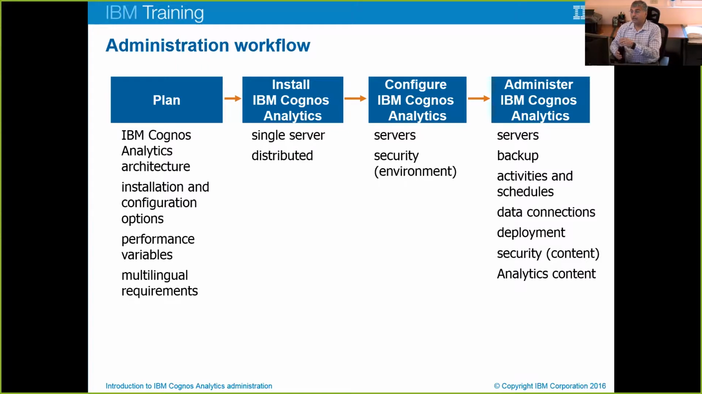Configure IBM Cognos Analytics. So you will configure the servers to know the dispatcher URLs for other servers if you have multiple. And you will also configure security. Once you configure security, you will configure capabilities of users, you will configure various user groups, and make sure that the users, based on the access they need, are placed in the right groups.